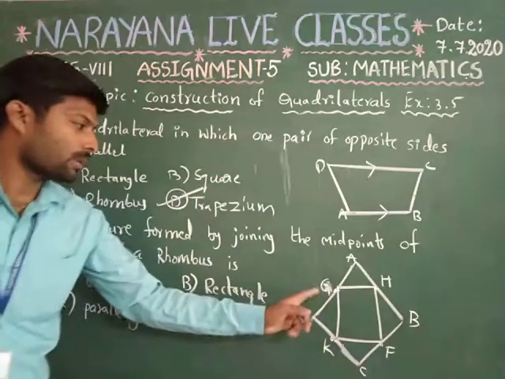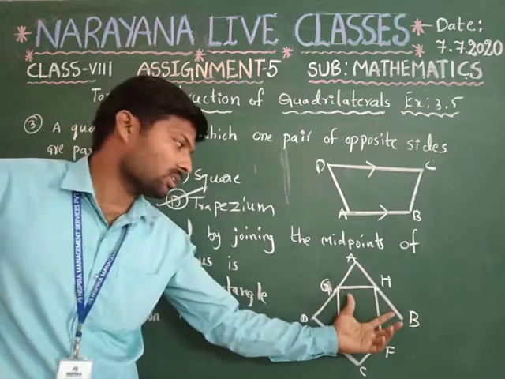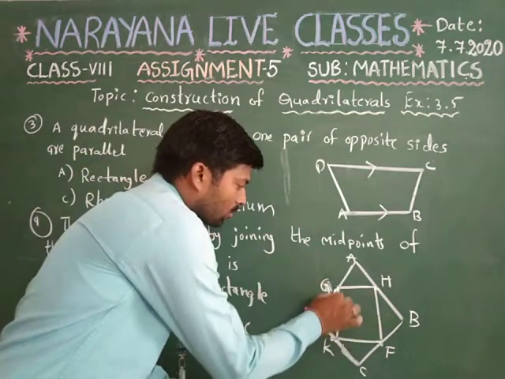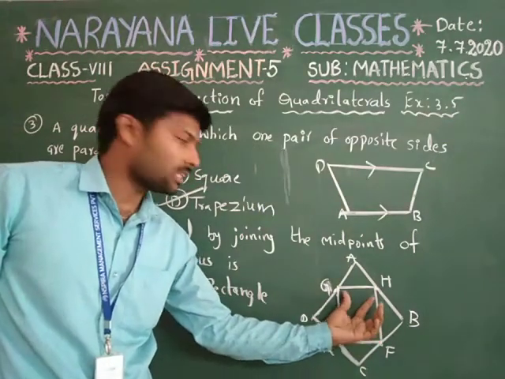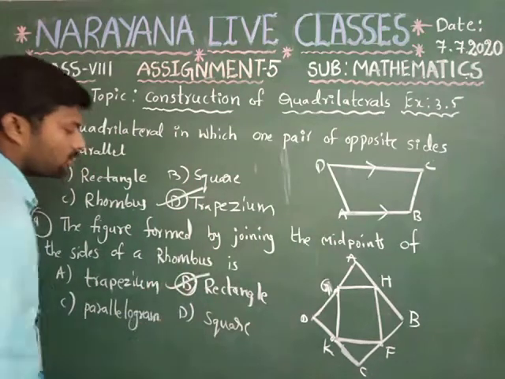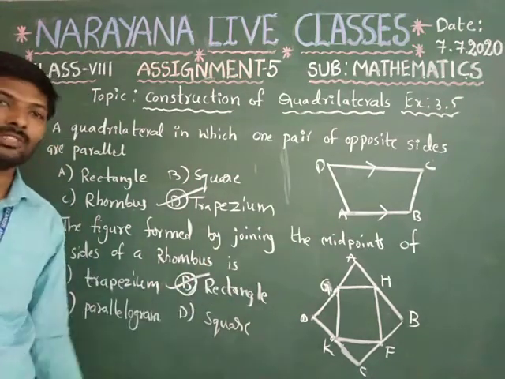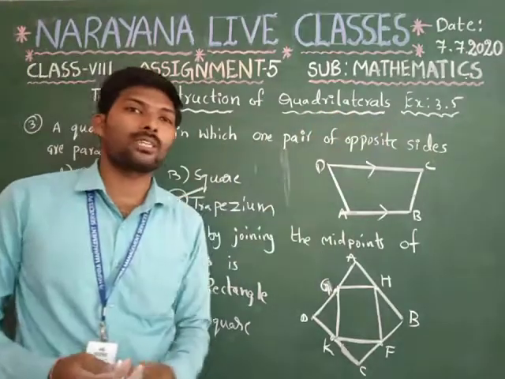So by joining the midpoints of all the sides of this rhombus, after joining all these points, it can form a rectangle. It is looking like what? Rectangle only. So I go with option B as the right option for this question. These are today's assignment questions based on the construction of quadrilaterals from exercise 3.5. Thank you.